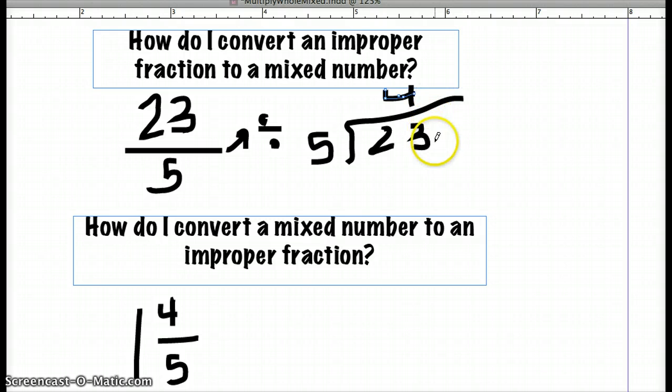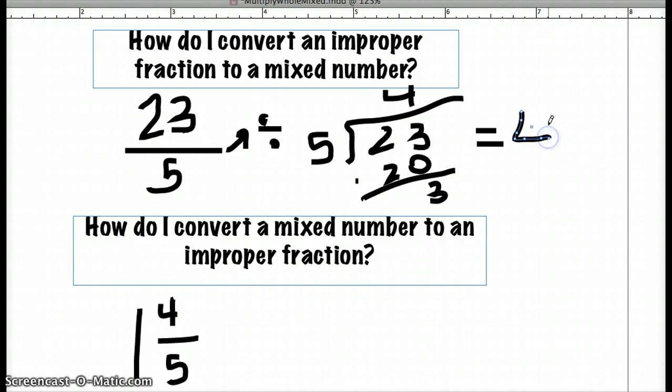Now what we do with the remainder, here we'll do out the long division just so you can see the process. What you do with the remainder is that becomes your numerator, and it goes over 5, which is our divisor and will become our denominator. So 23/5 becomes 4, because 5 goes into 23 4 times, and the remainder is our numerator, and our divisor becomes our denominator. So 4 3/5 is another way of saying 23/5.